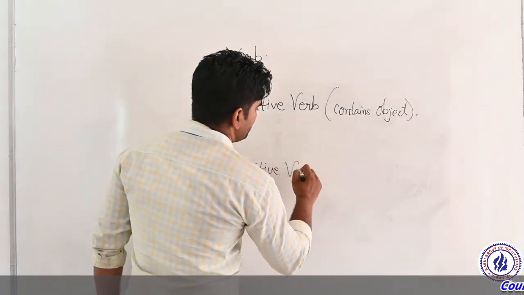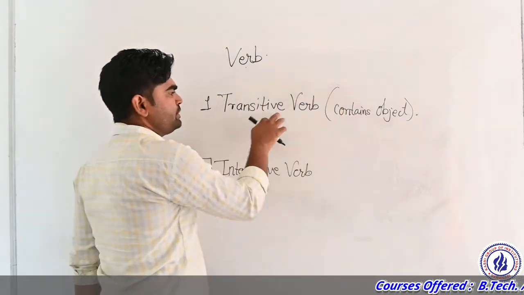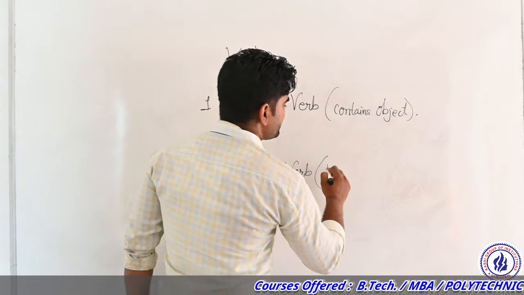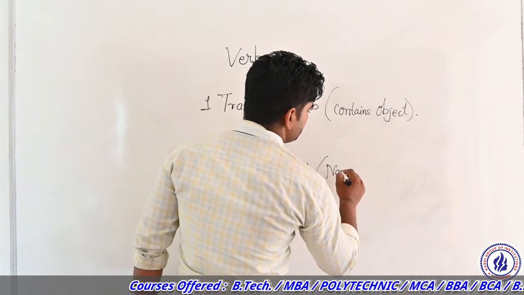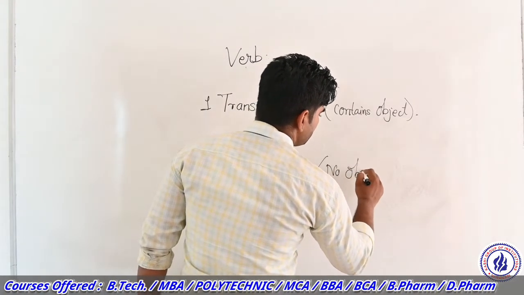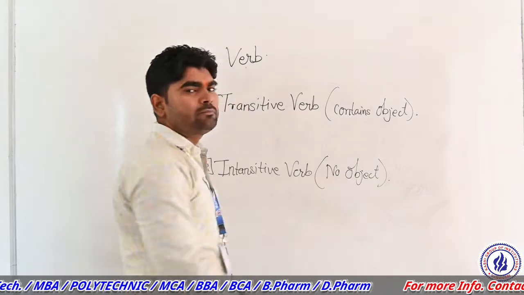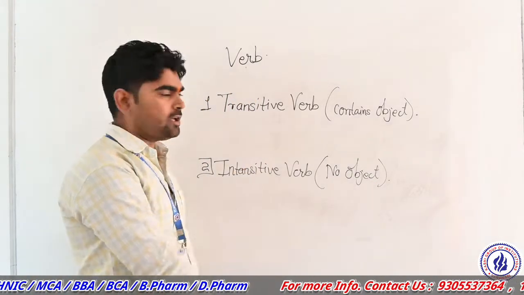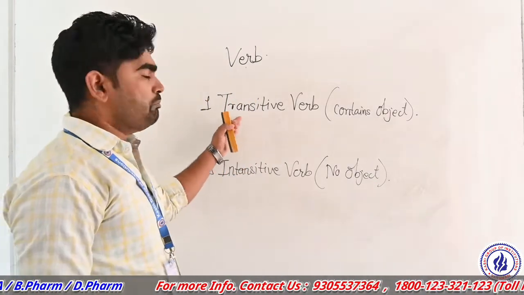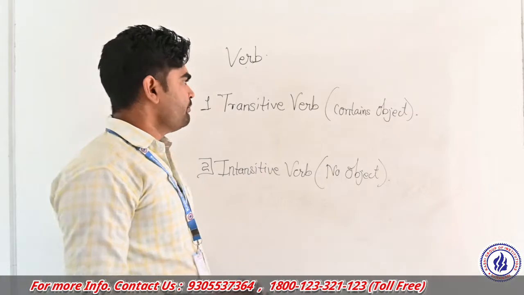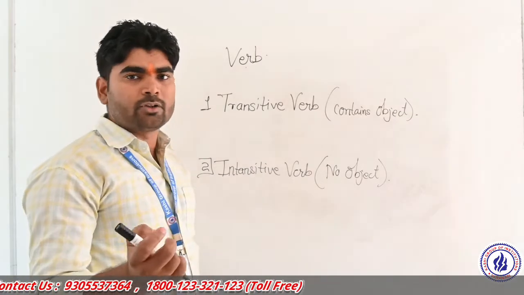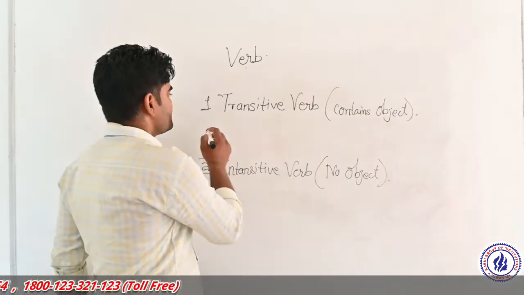Intransitive verb. If a transitive verb contains an object, then an intransitive verb has no object. There will be no object in the sentence. Okay. So now, before this, you have been able to just identify the object of the verb. Now pay attention.